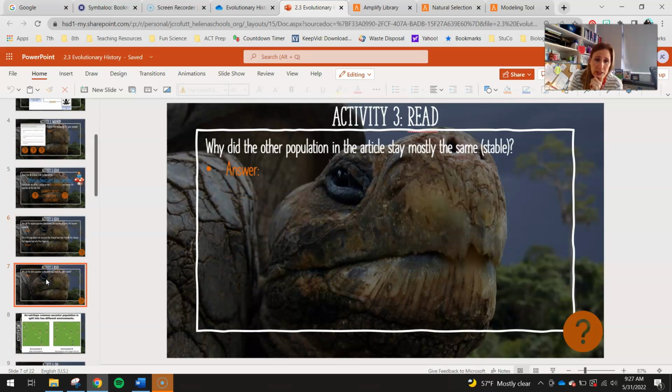Okay, and then finally, why did the other population in the article stay mostly the same or stable? That's the one that stayed in the main environment. So answer that question there. Okay, go ahead, take a second, pause this video, and take care of your activity 3 read and your questions, and then we'll move on to activity 4 sim.